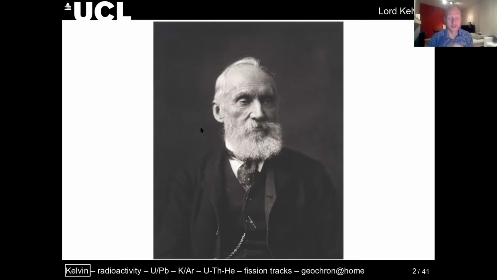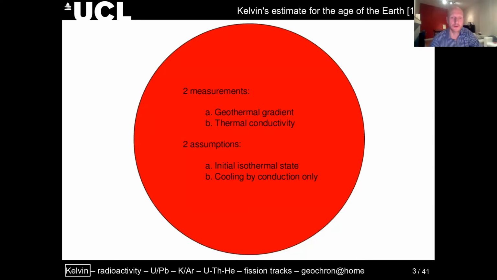And the first serious scientific attempts to improve on those beliefs is due to this man here, Lord Kelvin, one of the most important physicists of the 19th century and the founding father of modern thermodynamics. So thermodynamics is the science of heat transport in solids and in gases, and Kelvin used that understanding to derive an estimate for the age of the Earth by combining two measurements with two assumptions.